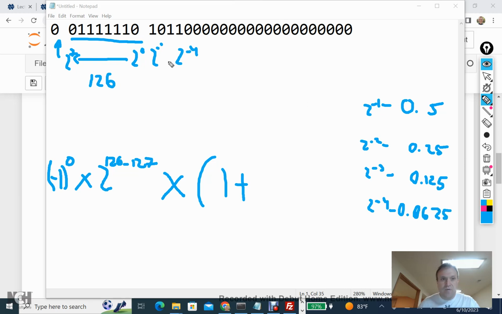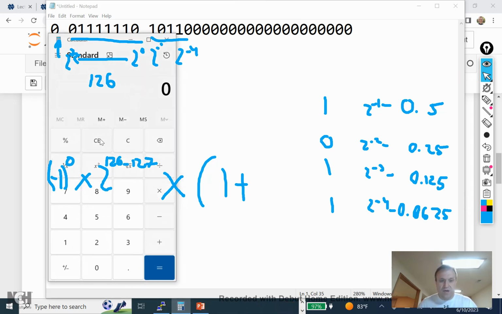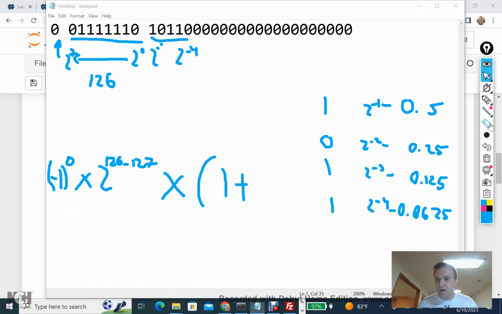0.0625. And so when we have these decimals here, 1, 0, 1, 1, what's going to happen is we are going to multiply 1 times 0.5 plus 0 times 0.25 plus 1 times 0.125 plus 1 times 0.0625. And so we would bring up our calculator. We're going to say 0.5 plus 0.125 plus 0.0625, and that gives us 0.6875.